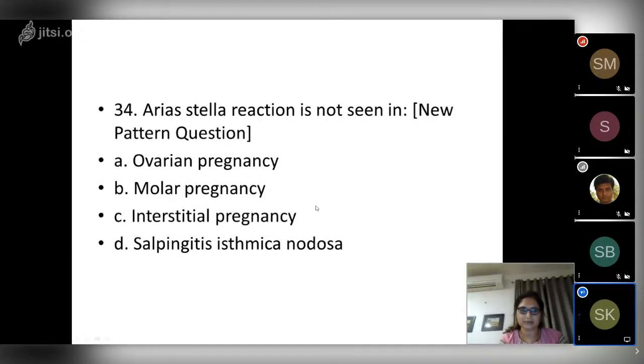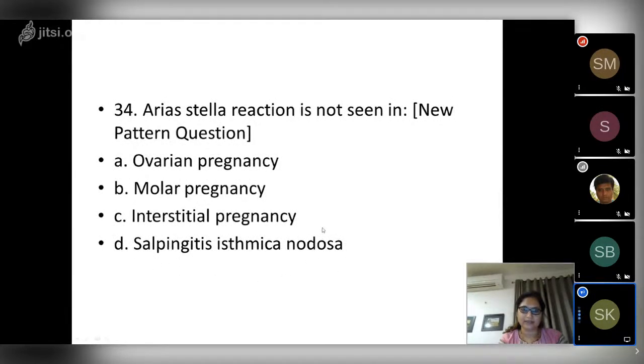Yes, students. Anybody with a wild guess for this answer? A or B, ma'am. Not sure. See, all the options here, three of them are related to some or the other form of pregnancy. Is it not? Ovarian pregnancy, molar or interstitial, some or the other pregnancy. The only odd option is salpingitis isthmica nodosa.